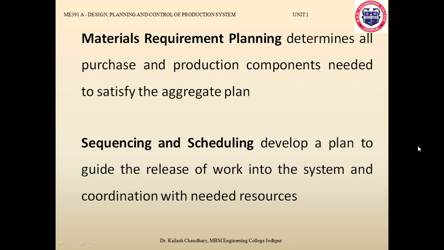Third one is materials requirement planning. It determines all purchase and production components needed to satisfy the aggregate plan. Next is sequencing and scheduling. Develop a plan to guide the release of work into the system and coordination with needed resources. So all these functions are very important to make an efficient and fruitful production plan.